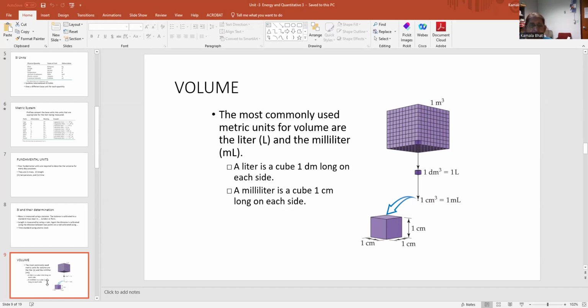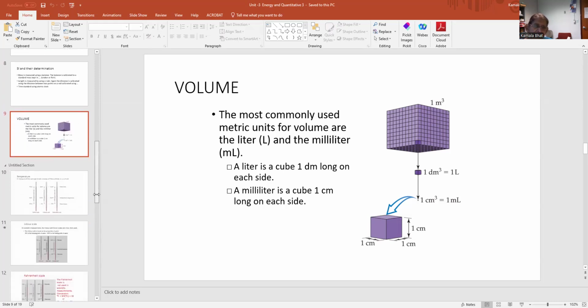Now, a milliliter is a cube 1 centimeter long on each side, and 1 centimeter cube is equal to 1 milliliter. And this is the spot where we convert the unit of length, centimeter cube, to the unit of capacity, 1 milliliter. And that is a very useful unit when we are doing different types of experiments.